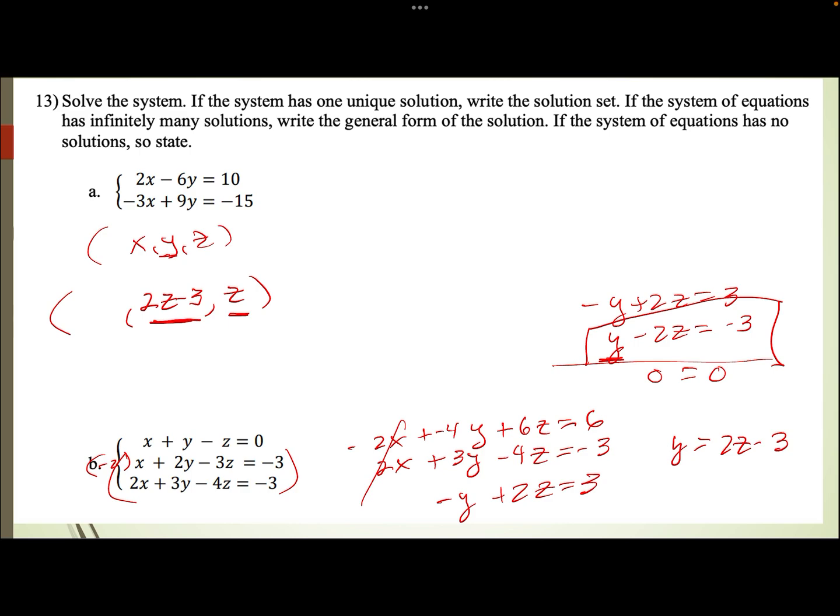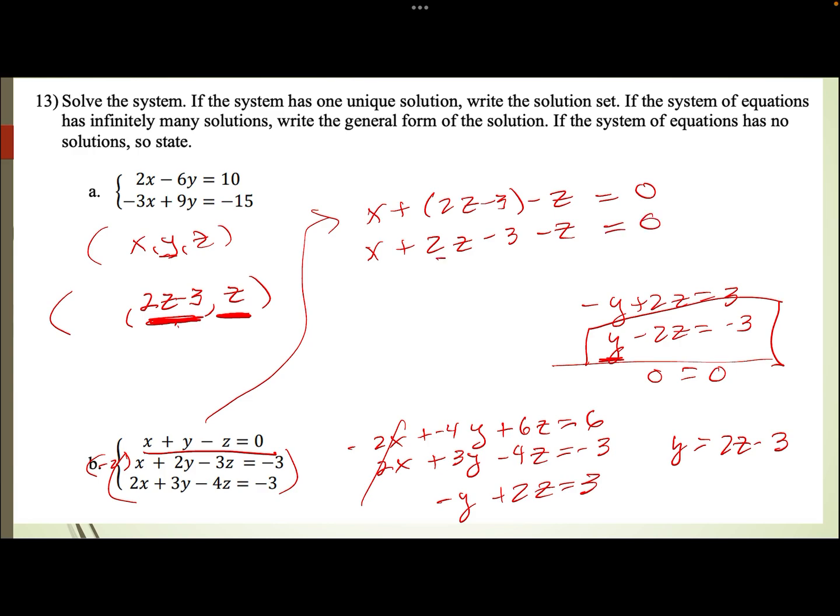So now, if I had y and z here, I could solve for x, couldn't I? Well, I actually do have y and z. They're just in terms of z. So I'm going to take this and put these two in. So I'm going to take x plus, what do I have for y? 2z minus 3 minus z, which is just z, equals 0. So I get x plus 2z minus 3 minus z. I'm going to put these two together and get x plus z minus 3. Well, remember, we're trying to solve for x, so I get x equals -z plus 3, and put that in here.